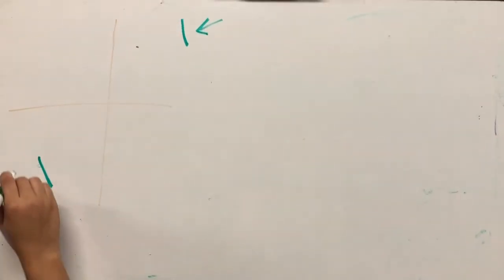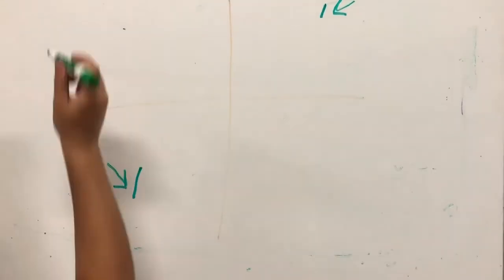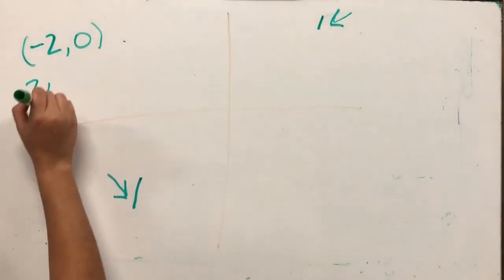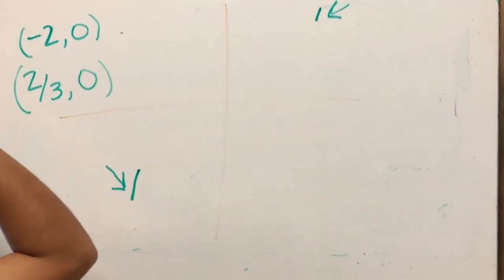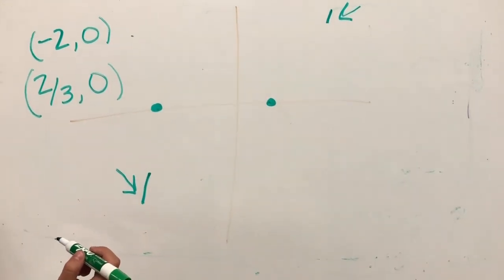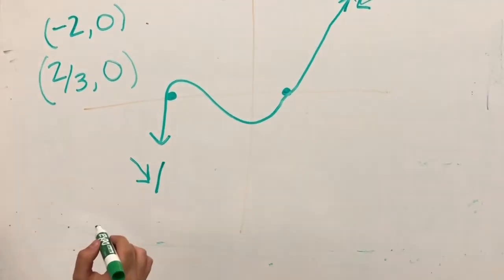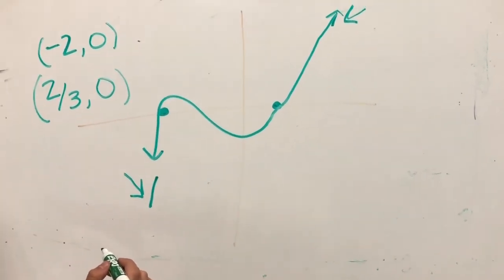And to put that all together on the graph, we know that our end behavior will be the same as the function 3x cubed, so since the degree is odd and the leading coefficient is positive, we'll have the end behavior as previously mentioned. So we know our two roots, which are at -2, 0, and at 2/3, 0, and we know our y-intercept is 0, -8.